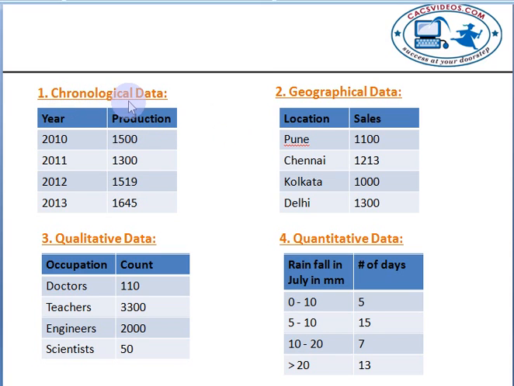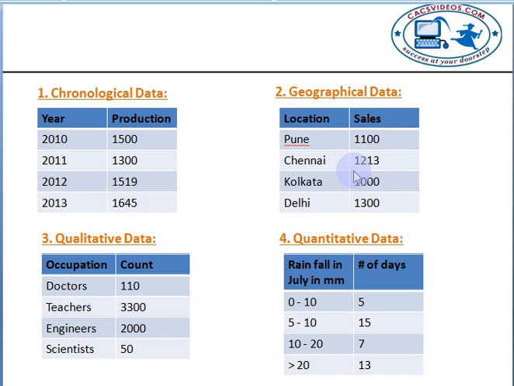See, first is chronological data or time series data. Here data is presented in the form of a time series. In this example, year-wise we have the production of a company: in 2010 this was the production, 2011 this much, 2012 this much, and 2013 this much. So the data is represented in time series format in chronological order. This type of classification is called chronological data classification.